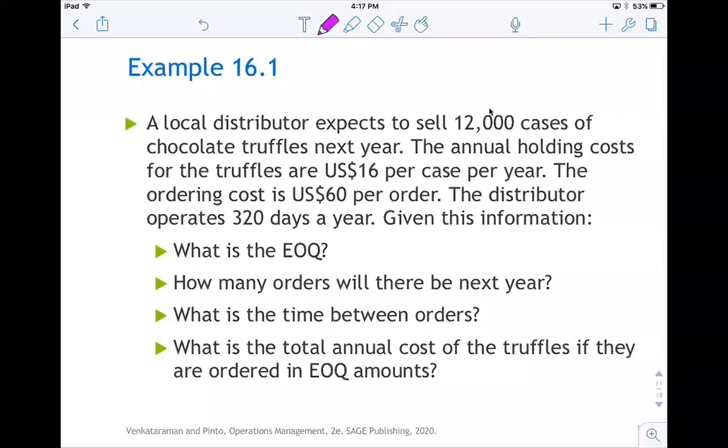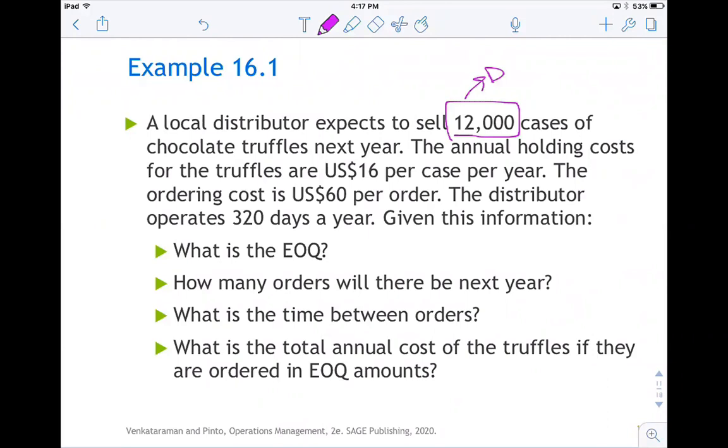Hello, in this video, we're going to talk about how we can implement the economic order quantity model formulation over an example. All right, so let's get started. In this example, we have a local distributor and they expect to sell 12,000 cases of chocolate truffles next year. It's a good indication that this will be our demand. I will go ahead and label it like that.